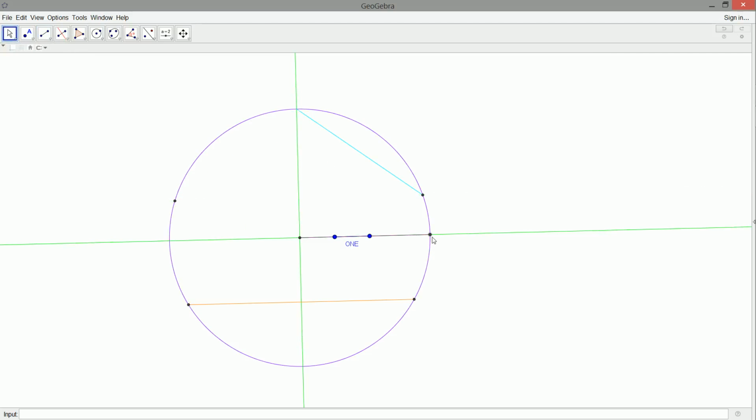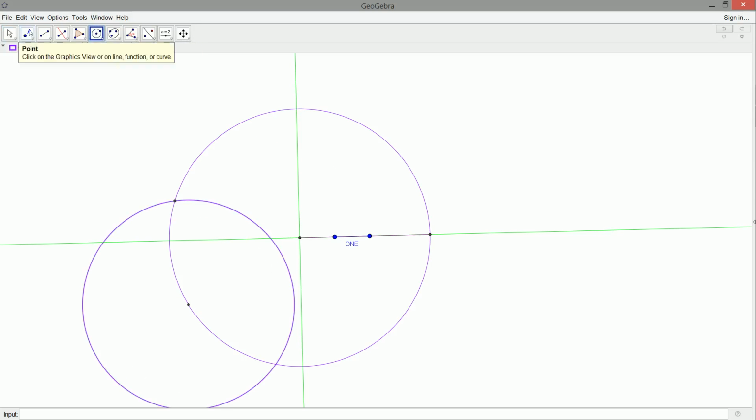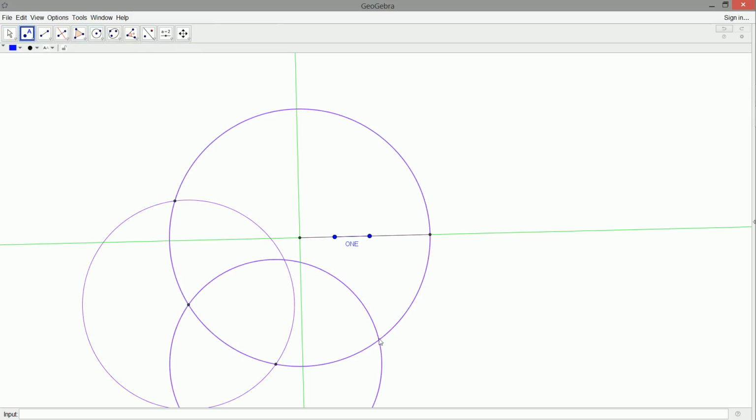So get rid of some of these extra points here that we just don't need right now. And with these two, we're just going to go around the circle. Fill the whole thing in and get ourselves a 15-gon inscribed in this particular circle.